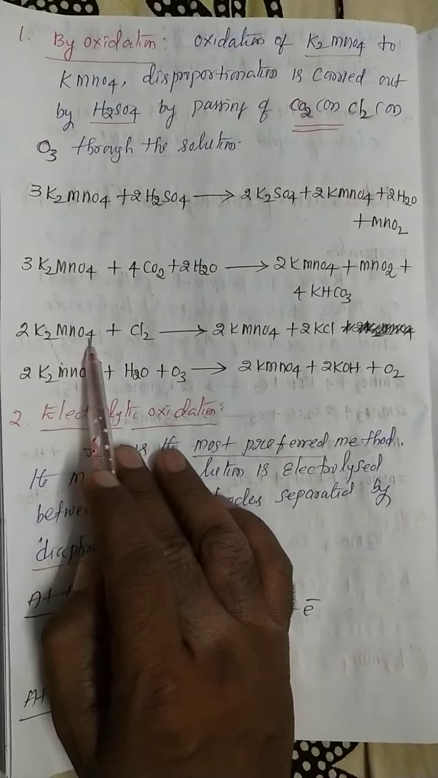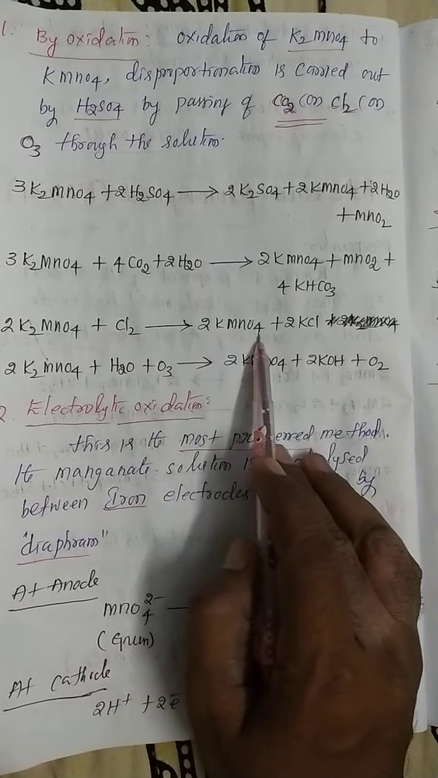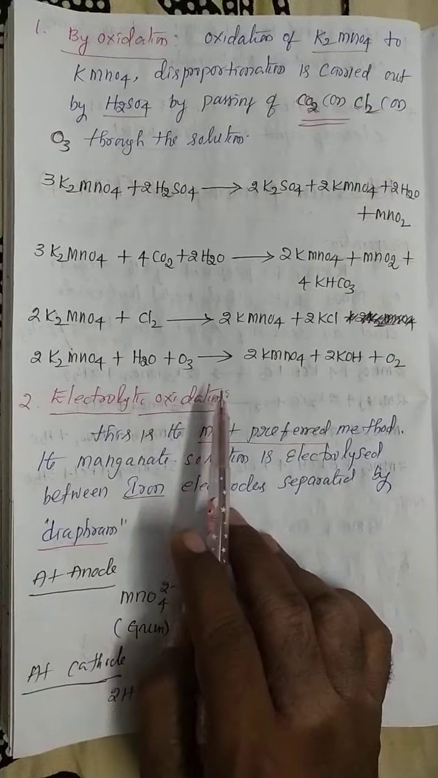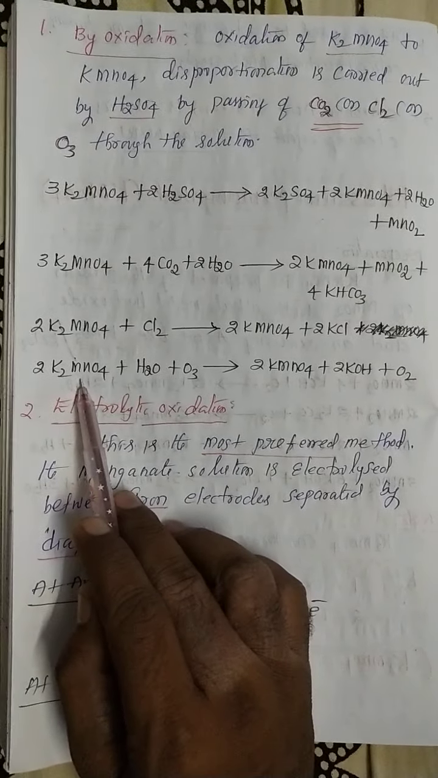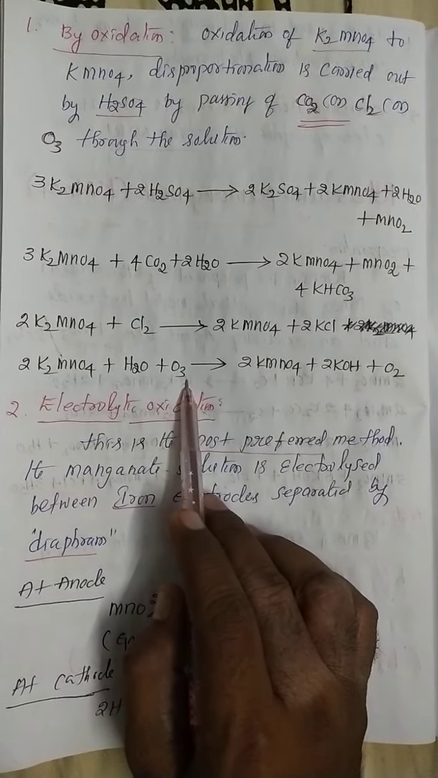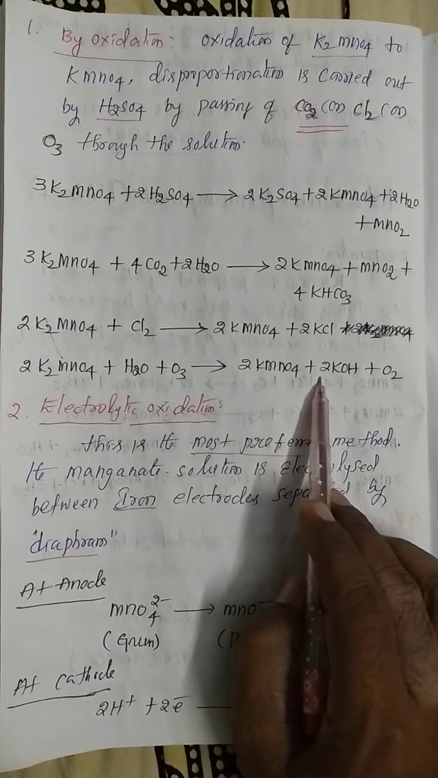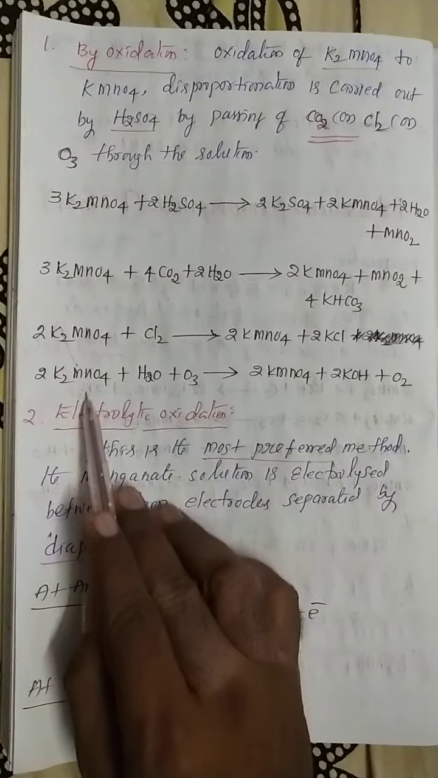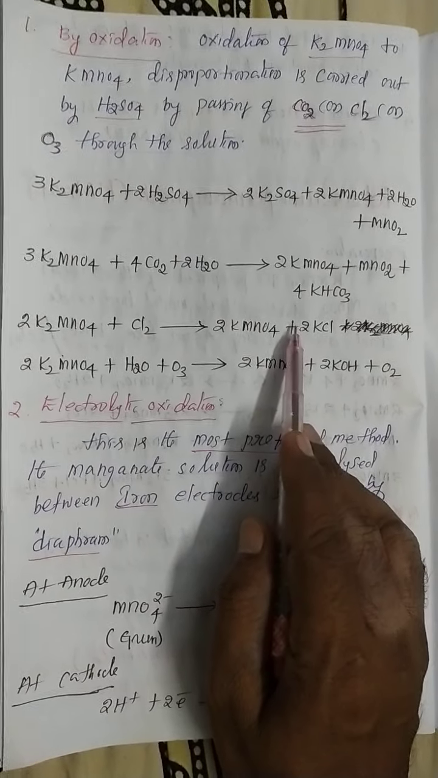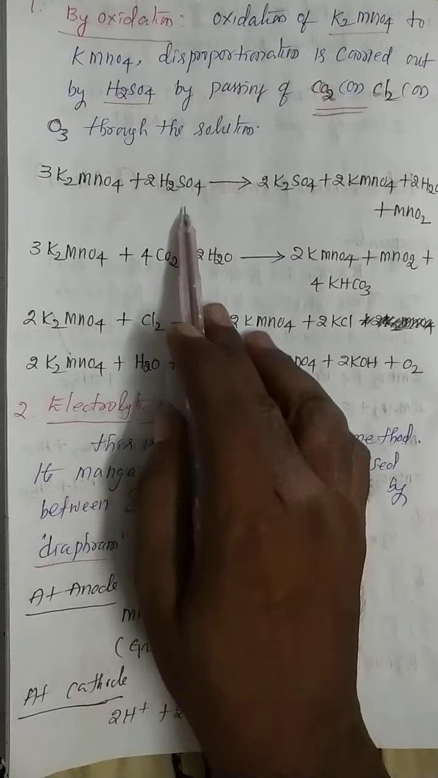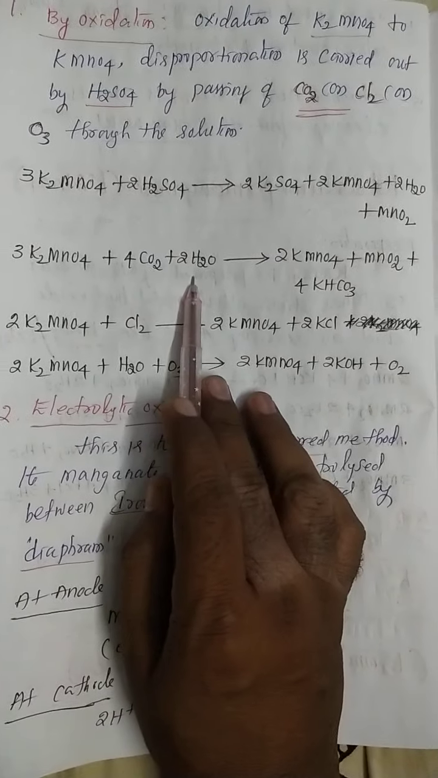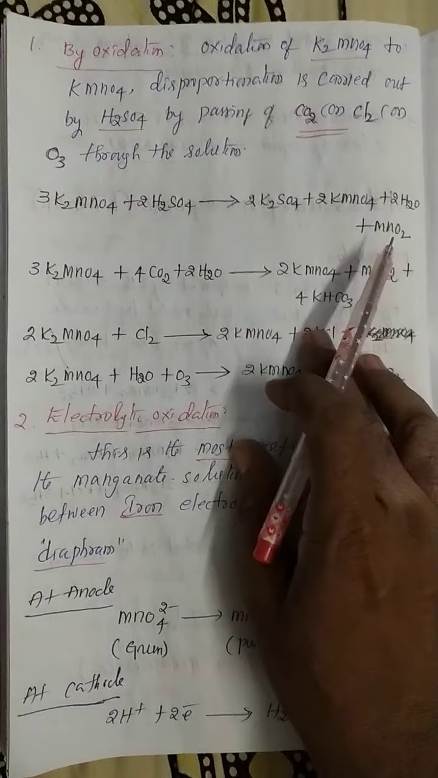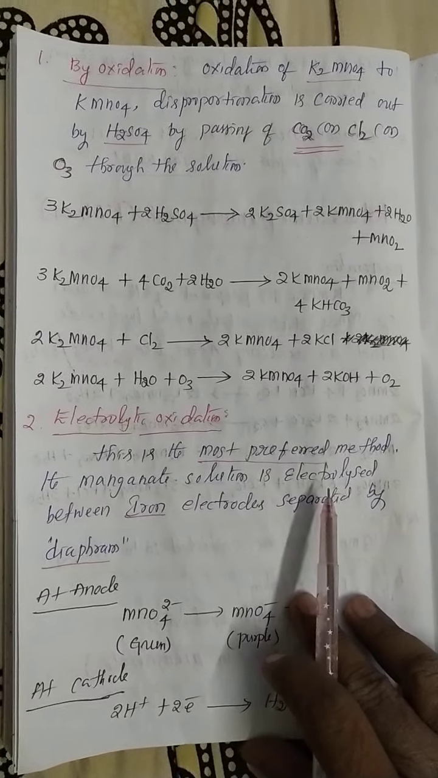And again, potassium manganate reacts with chlorine to form KMnO4, potassium permanganate, and KCl. All equations are very important at board level. And potassium manganate plus water reacted with ozone gives KMnO4 plus 2KOH plus O2. So, my dear students, potassium manganate is converted into potassium permanganate by the combination of sulfuric acid, carbon dioxide and water, chlorine and water, or ozone. So this is one of the preparation methods, by oxidation.